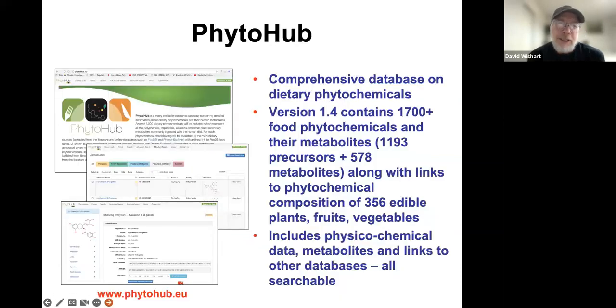The information from these research activities has also been put into online databases. One is called PhytoHub, which is maintained in France, and we've been working with them for a number of years. This now has about 1,700 food phytochemicals, their metabolites, about 1,200, and it links these components to almost 400 different types of plants, fruits, and vegetables. It's designed in the same model or just similar layout to our other databases.